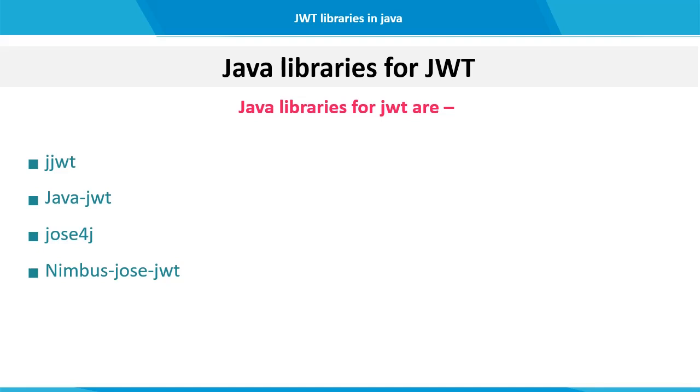In Java, we have libraries with the names JJWT, Java JWT, JOSE4J, and Nimbus JOSE JWT. These are the libraries used in the Java programming language to implement JWT.